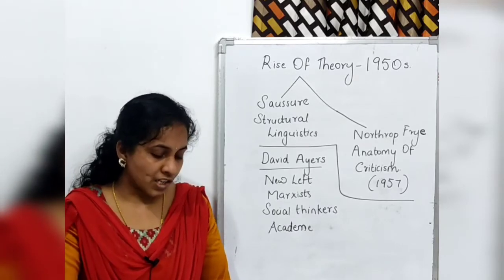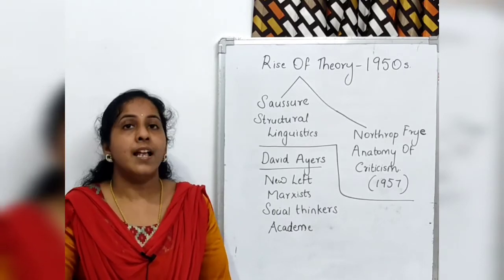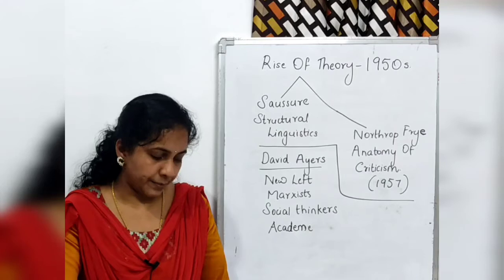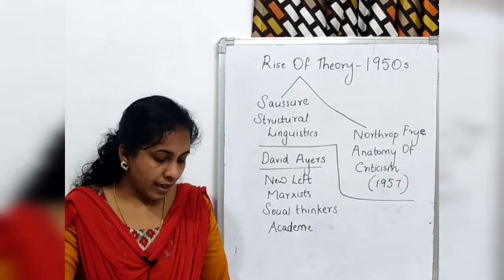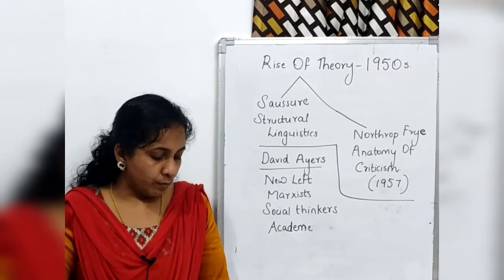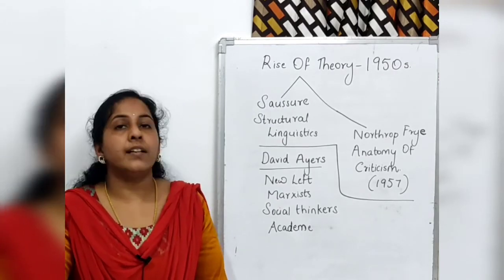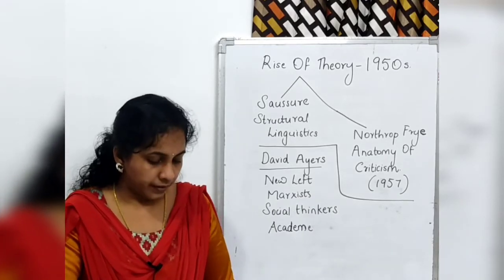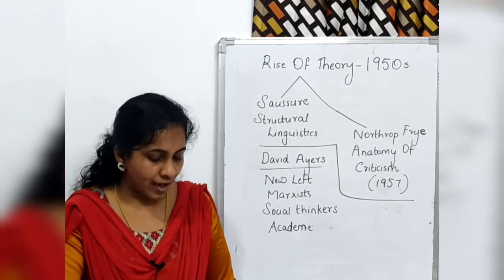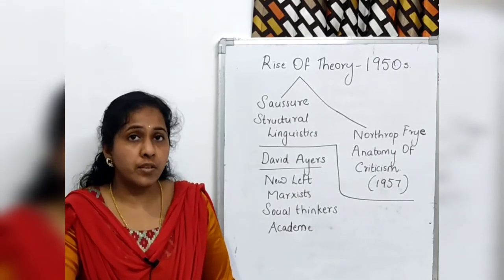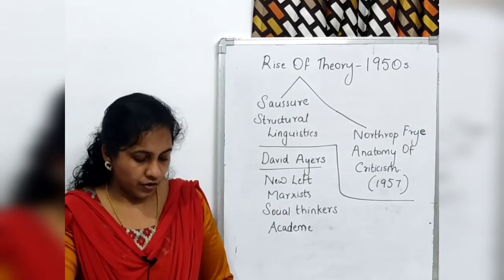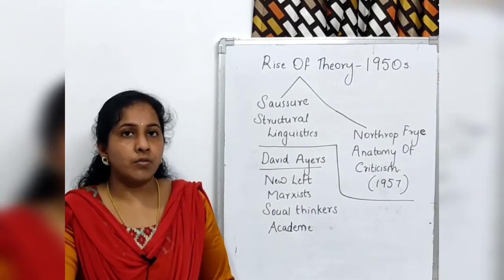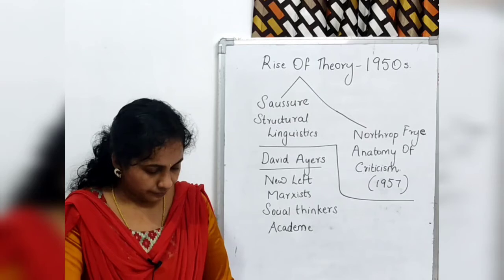Another section attributed the moment of theory to the publication of Anatomy of Criticism by Northrop Frye in the year 1957. Northrop Frye is a Canadian literary critic and literary theorist, and he was one of the most influential 20th century literary theorists. So, we were discussing that critics and literary historians differ in their estimation of the rise of theory. One section attributed this to Ferdinand de Saussure and structural linguistics, and the other attributed the moment of theory to the publication of Anatomy of Criticism by Northrop Frye in 1957.